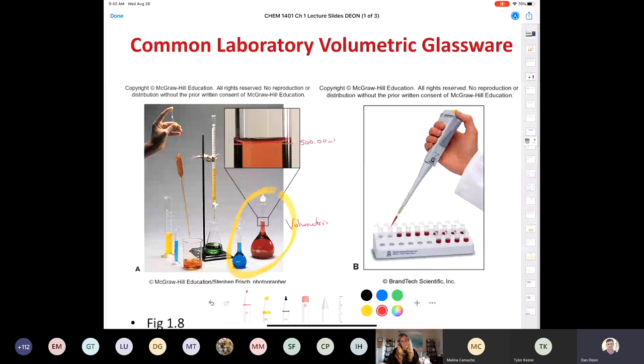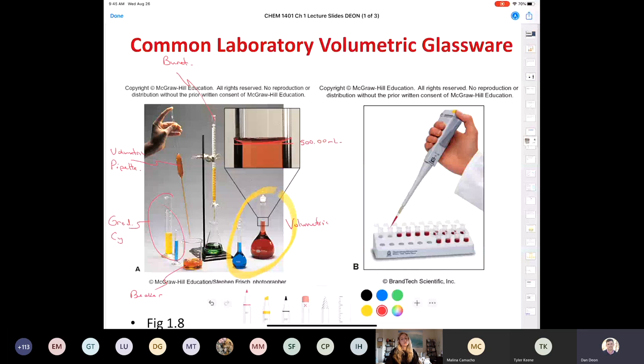Other pieces of equipment here, this is called a burette. You would use those a lot in general chemistry too. This one here is called a volumetric pipette. The same thing as the volumetric flask, it's literally got only one marking on it. And down here we have a beaker, and over here we have graduated cylinders. And then we got one more.